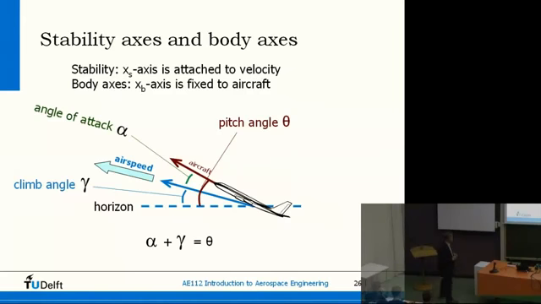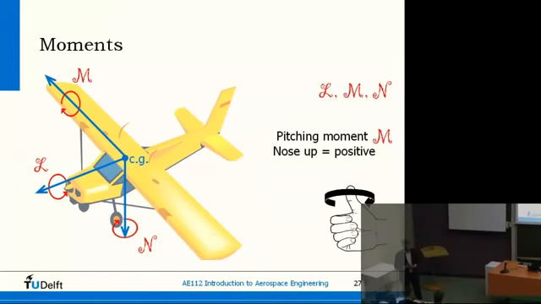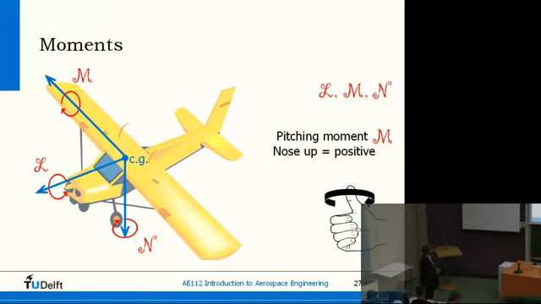So those are three different angles of which we need to know two to get the third one. For the moments, we use the same axis, and we use different letters. So for the forces, we use X, Y, Z, or lift, drag, and side force. For the moments, we initially mainly looked at the pitch moment, and we called that M, moment M.